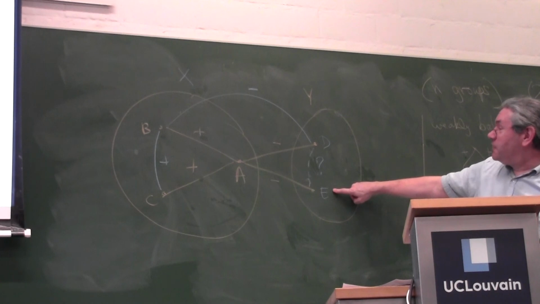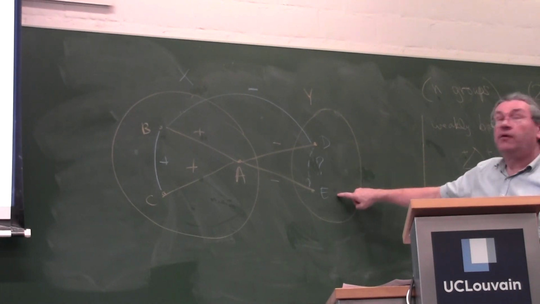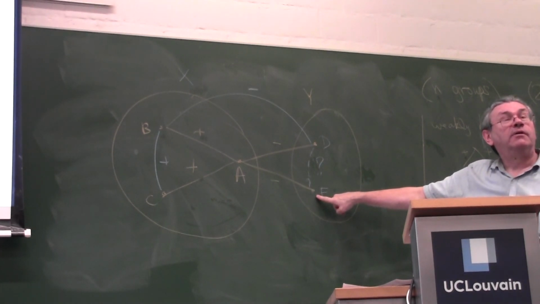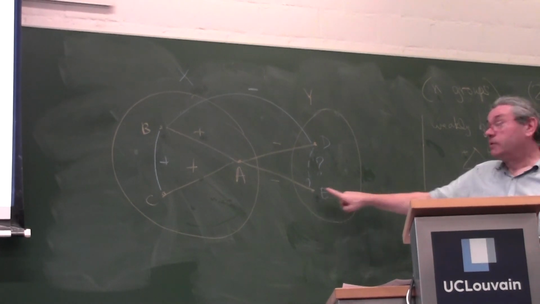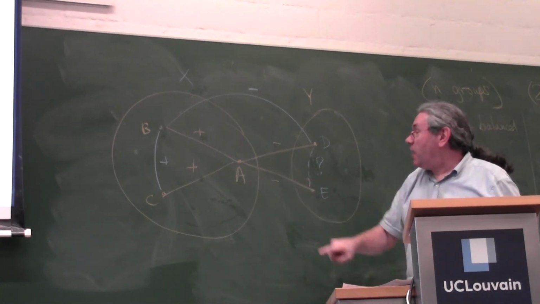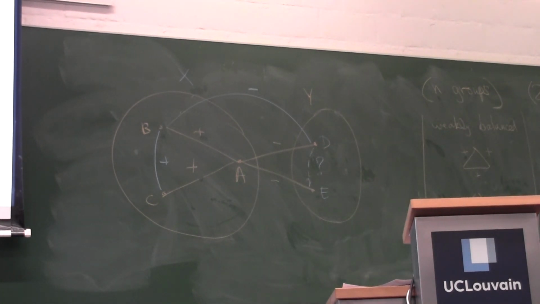What about this one? What can we say between D and E? You tell me. Given this, we have a weakly balanced graph. D and E are both enemies of A. What about D and E? Yes? They can be friends. Are you sure? Are they always friends? No. It can also be enemies, right?